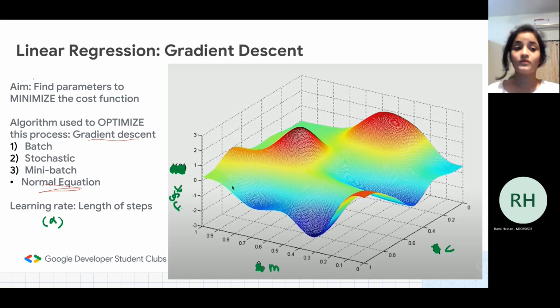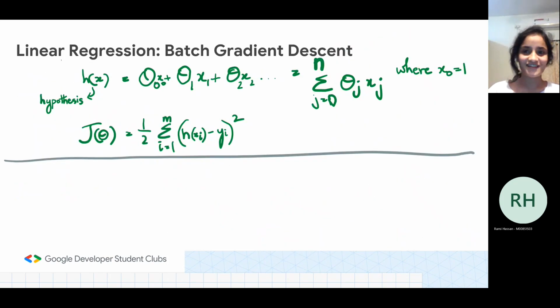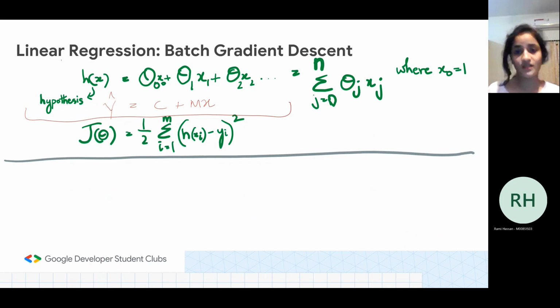Now let's actually do the math, like the derivation and all. I'll try to make it simple, I promise. Okay, so these are the starting equations. Don't freak out. What you see here is y is equal to mx plus c. Okay, y cap actually. So prediction is equal to, let me say, c plus mx. Now we're going to call the prediction the hypothesis h of x from now on.